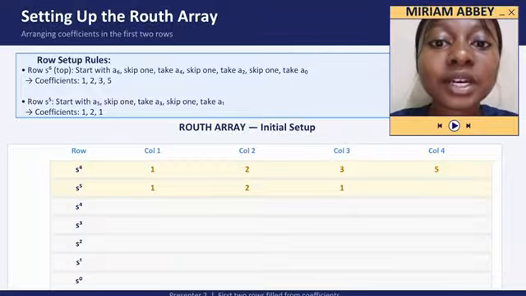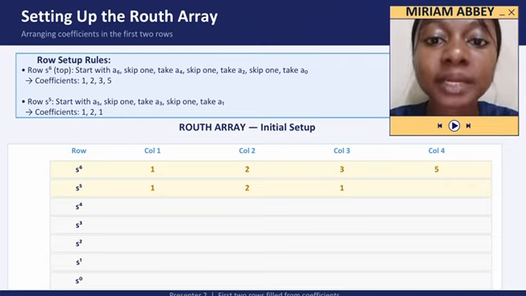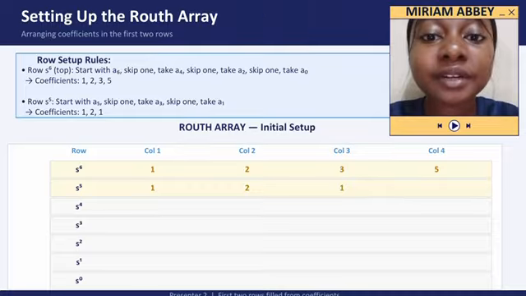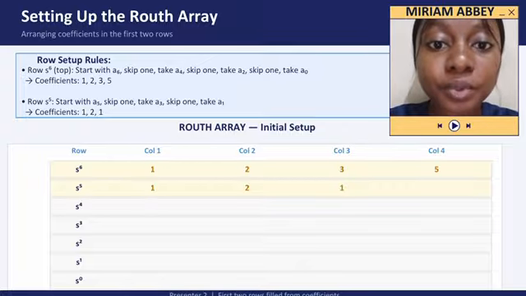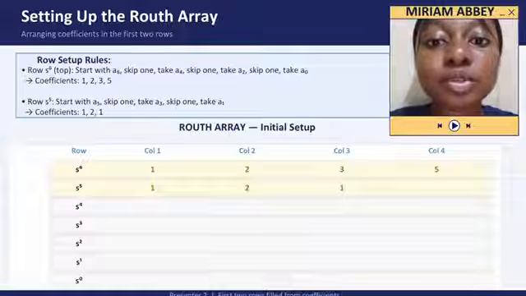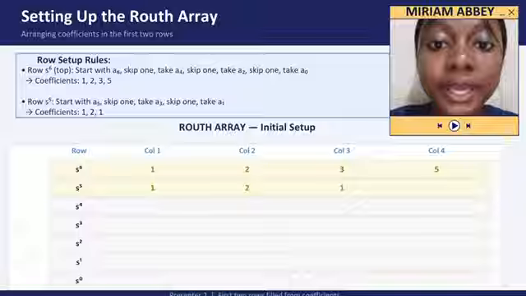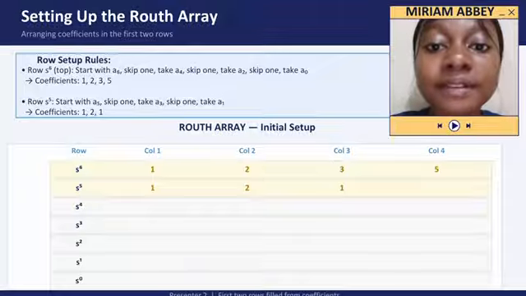The Routh array is organized with rows labeled by descending powers of s, exponent 6 at the top down to s exponent 0 at the bottom. The first two rows are filled directly from the polynomial coefficients using a specific pattern. For the top row, s exponent 6, we start with a sub 6, which is 1, skip a sub 5, take a sub 4, which is 2, skip a sub 3, take a sub 2, which is 3, and then we skip a sub 1 and take a sub 0, which is 5. And so the s exponent 6 row has 1, 2, 3, and 5.